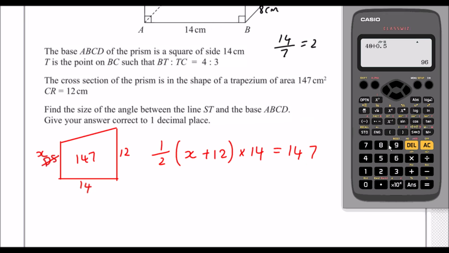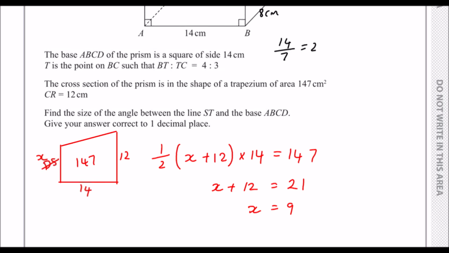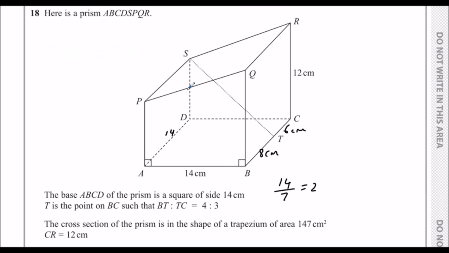So if we do 147 divided by 14, and then times 2, that's 21. So x plus 12 is 21. Take away 12 from both sides, and we get x is 9. So D to S is 9 centimeters.